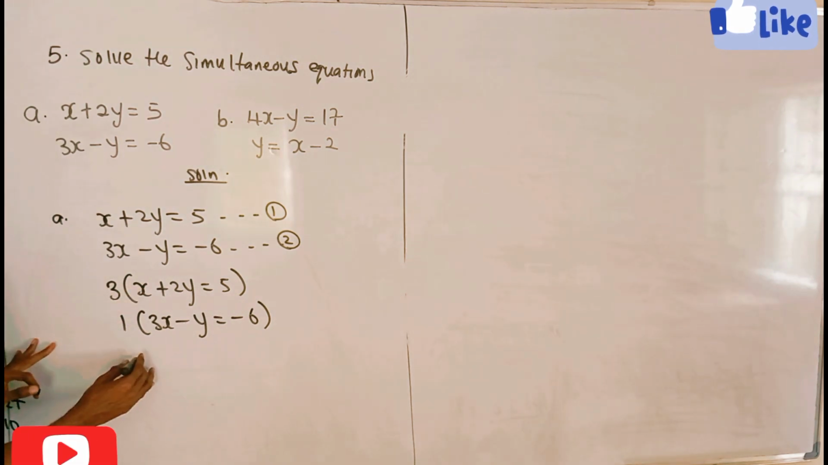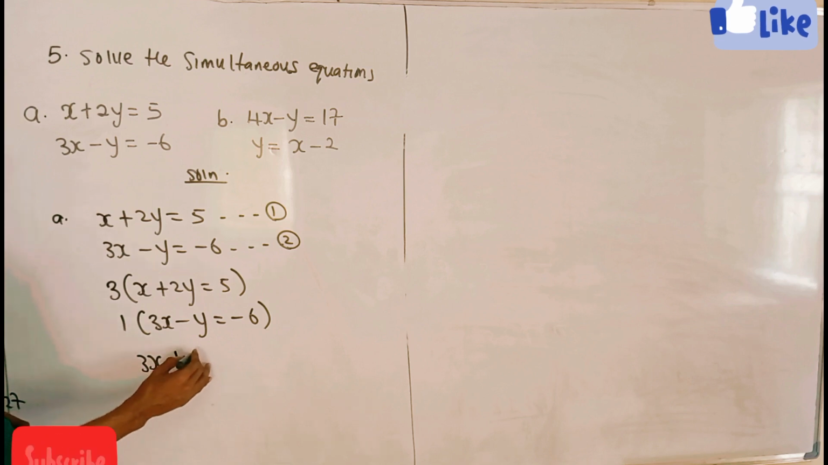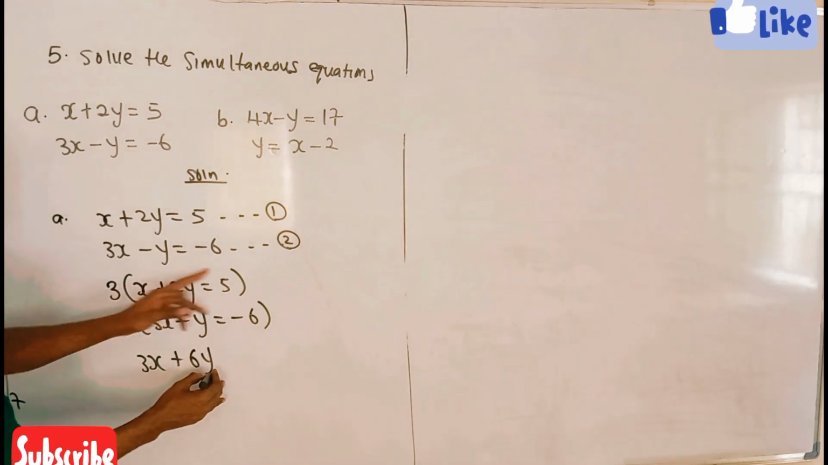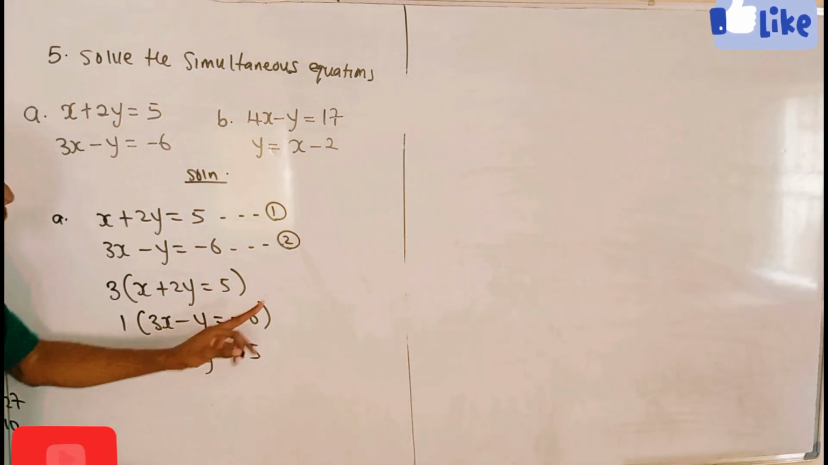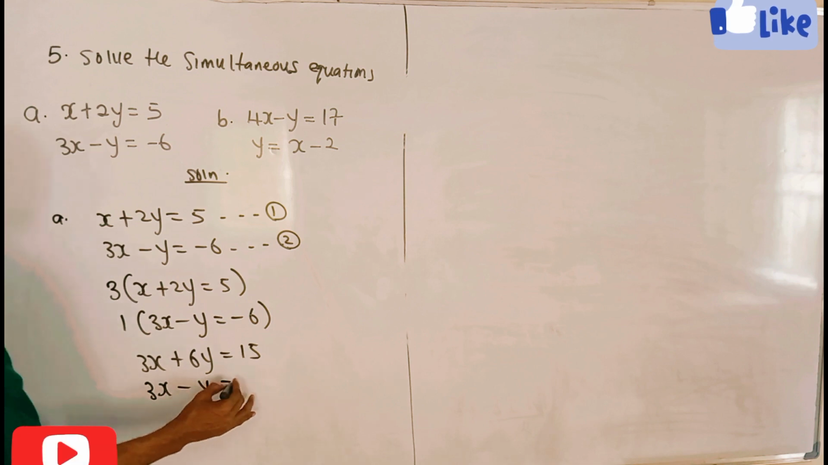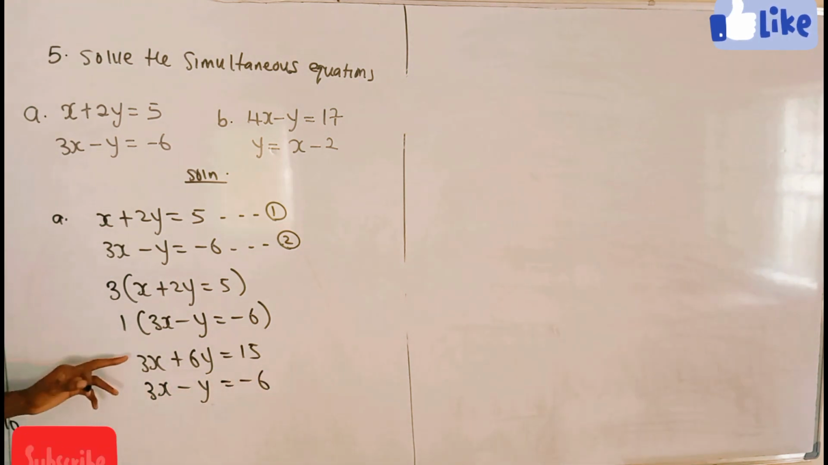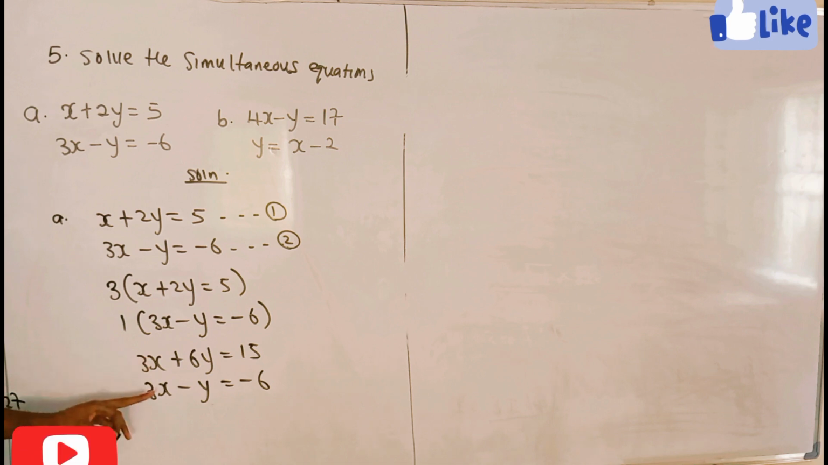Okay, 3 times x is 3x. 3 times plus 2y is 6y. And 3 times 5 is equal to 15. 1 multiplied by equation 2 will give you exactly the same thing without any change: 3x minus y equal to minus 6. So we've succeeded in making the coefficients of x the same. You watch now, you find out that we have 3x here and we also have 3x here.